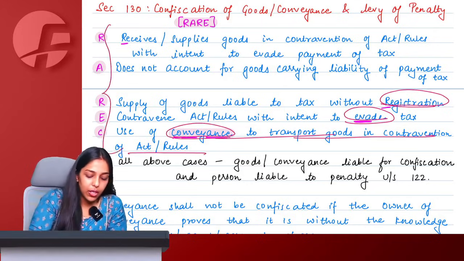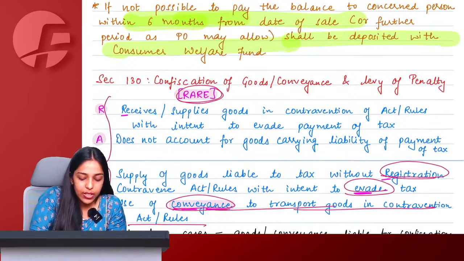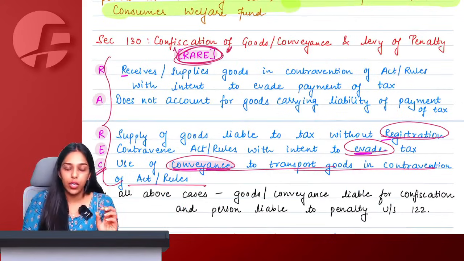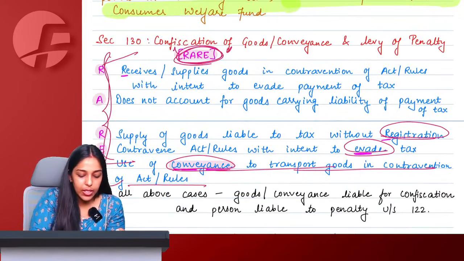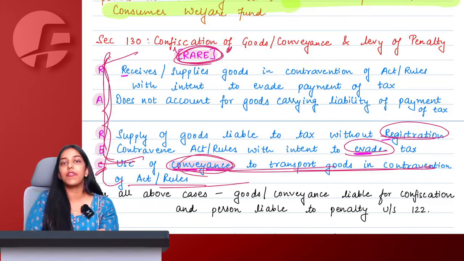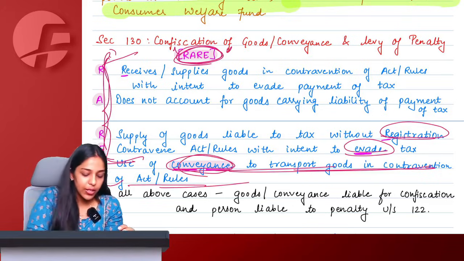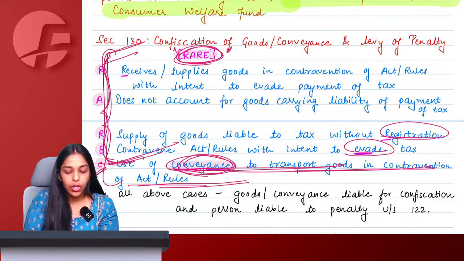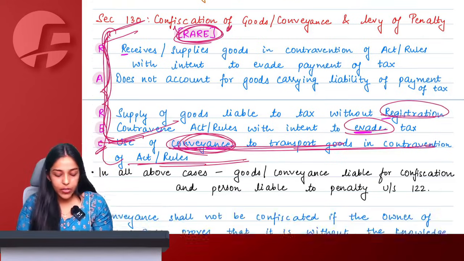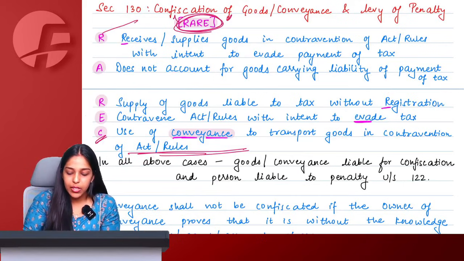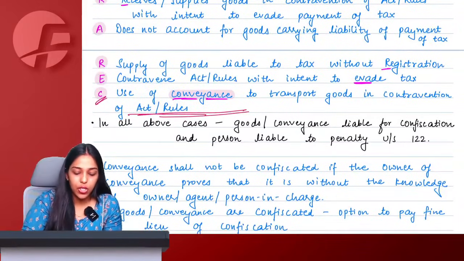Now in these particular situations, these rare cases, the word conveyance is extra here. We have already studied that goods are liable for confiscation, and also your conveyance is liable for confiscation, not just goods. In these four situations your goods can be confiscated, and in this situation your conveyance can also be confiscated. Then we are saying in all of these above cases, the goods and conveyance are liable for confiscation and the person is liable for penalty under section 122.